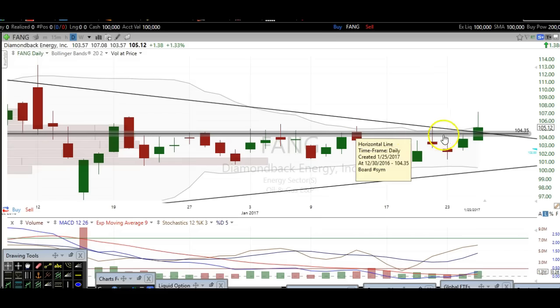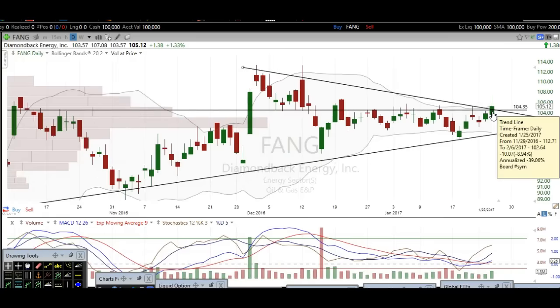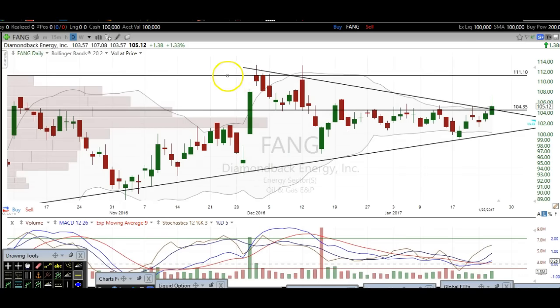And you can see these Bollinger Bands are very tight. We've been trading sideways for quite some time. So when you get a trade into the Bollinger Band, when it's really tight, more than likely that usually leads to a bigger breakout here, and you can expect some resistance up here around 111. That's going to be the next resistance that you want to look for on FANG.